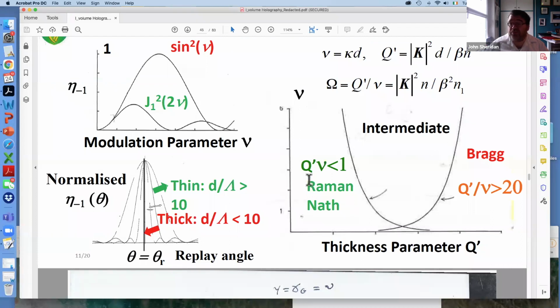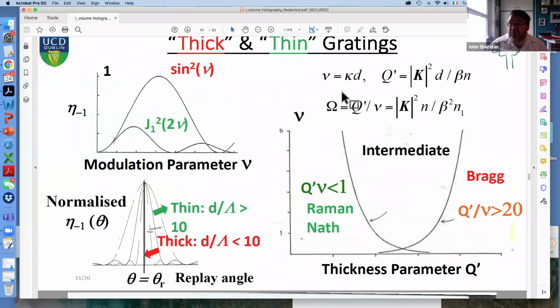Nowadays, what you often see is people plotting the log of this expression and the log of this expression, in which case you get two lines in this logarithmic space. And we'll have the actual parameters that you use. They're defined here, this Q prime parameter, which is the magnitude of the grating vector squared times the thickness, divided by the phase constant times n. That's one parameter. And the other is this nu parameter, which is the coupling constant, which we defined, times the thickness. And if you find that the Q prime times the nu is less than 1, you're below this curve here. And that means you have a Raman-Nath type grating.